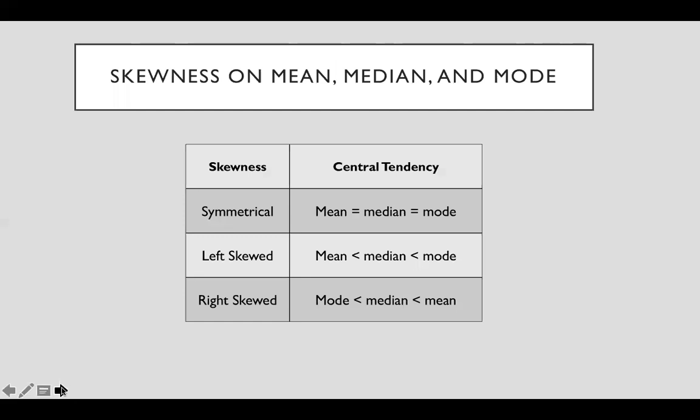Skewness can affect the mean, median, and mode. Typically in a symmetrical distribution, your mean, median, and mode will all be equal. But once you have a left skewed distribution, your mean will be less than your median, and your median will be less than your mode. And then switching to a right skewed distribution, your mode will be less than your median, and your median will be less than your mean. So I thought that was just something good to know.